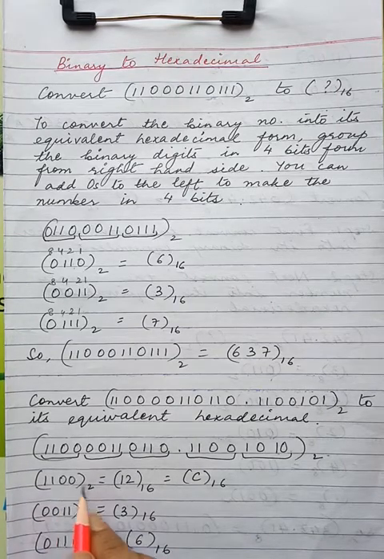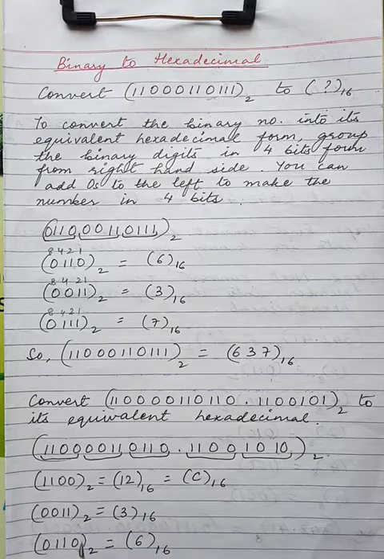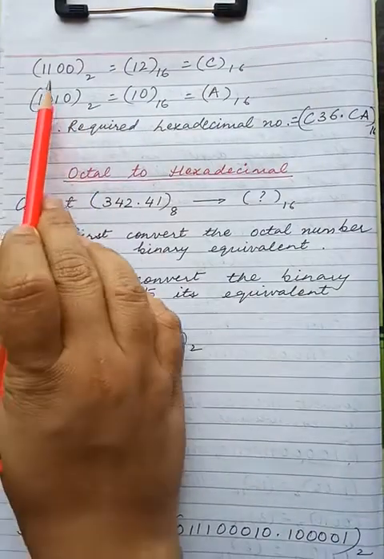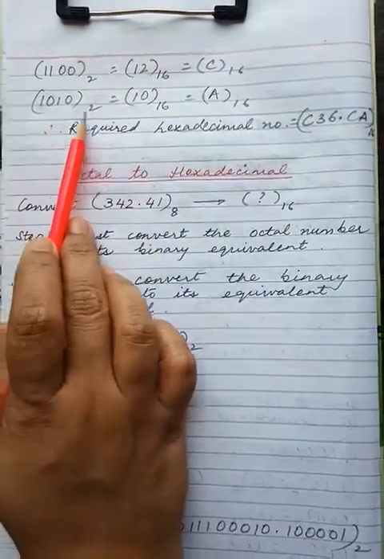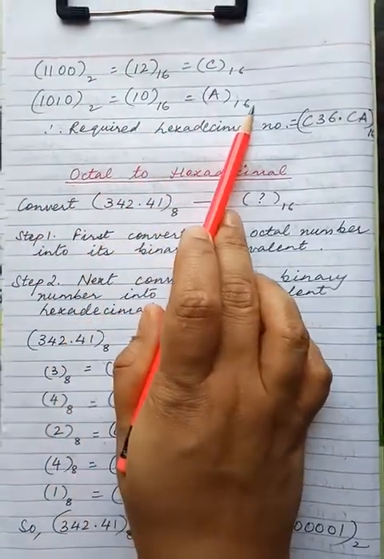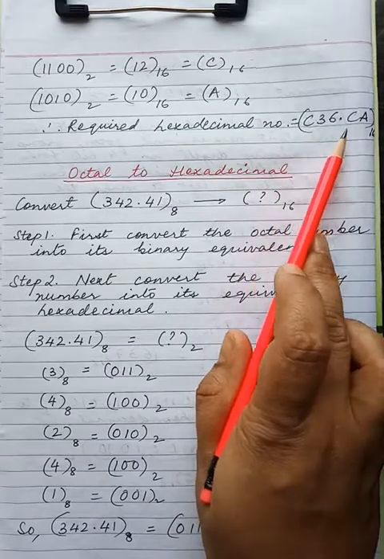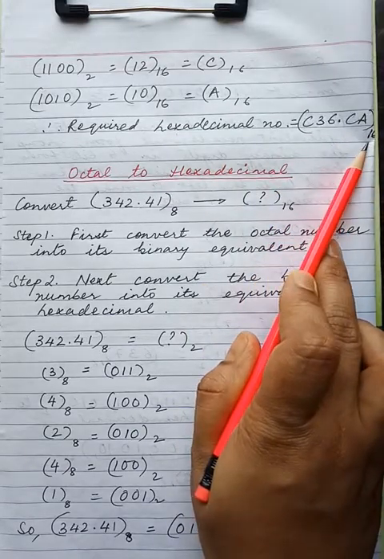The first one will be 12, which is base 10, which is equal to C. The next will be 3, the next will be 6. The next group is 1100 base 2, which is equal to 12. 12 means C again. 1010 means 10, which is equal to A. So the required hexadecimal number will be C36.CA base 16. This is the answer.